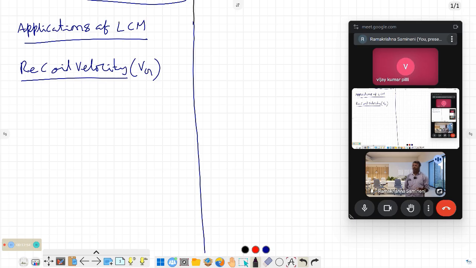Why are we calling it recoil? Because it is coming in the opposite direction of the bullet. The bullet is moving forward, the gun is moving backward, opposite to the bullet's motion. That's why it's called recoil. Recoil means negative. Negative velocity of any body we call recoil velocity. So in this case, recoil velocity means negative velocity of the gun. How can we say it is negative?